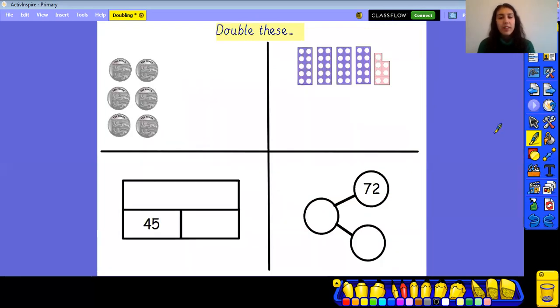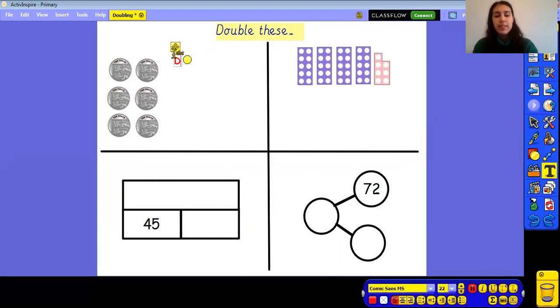Why don't you have a go at pausing the video and doubling these for me? Lovely. Hopefully you've had a go at doubling those now. Let's go through the answers. So I've got my 10p coins again. I've got 10, 20, 30, 40, 50, 60. So double 60 would be the same as 60 add 60, or 60 times 2.